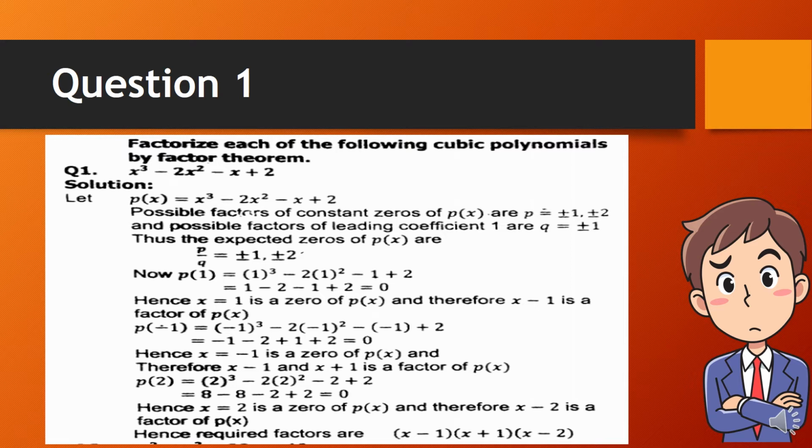Now you will check the next number, that is 2. So 2 cube minus 2 into 2 square minus 2 plus 2 will give you 0. So you can say that x is equal to 2 is a zero of p of x, and therefore x minus 2 is a factor of p of x. So the required factors are x minus 1, x plus 1 and x minus 2.